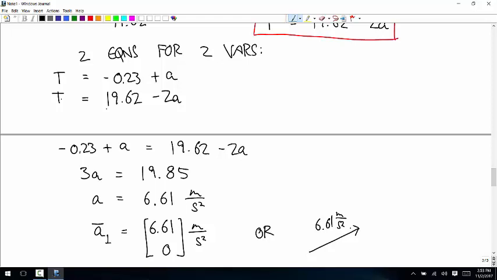Any other questions about that one? Is this supposed to be a perpendicular? No, that's A1. The acceleration of the 1 kilogram thing.